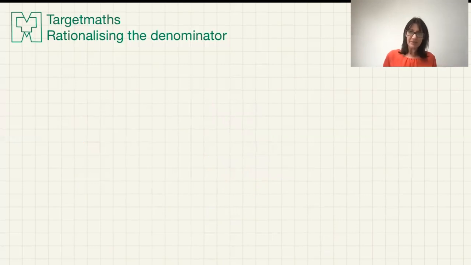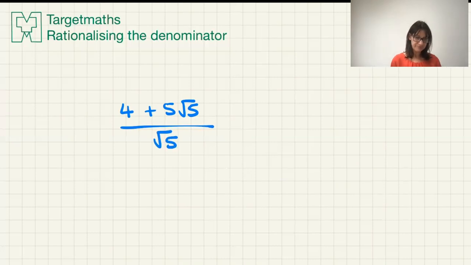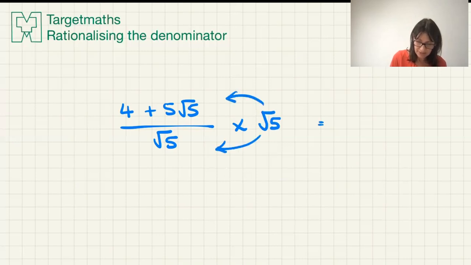This is taking us up a whole level and some probably. Okay, so what should we do? Let's do 4 plus 5 root 5 all over root 5. Now, I know what I need to do to get rid of the denominator. I just need to times through by root 5. Got to do it to the top and the bottom. And the denominator is nice and simple.